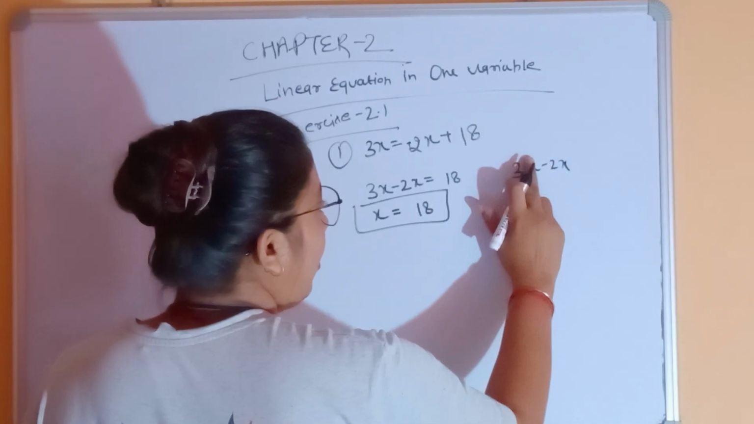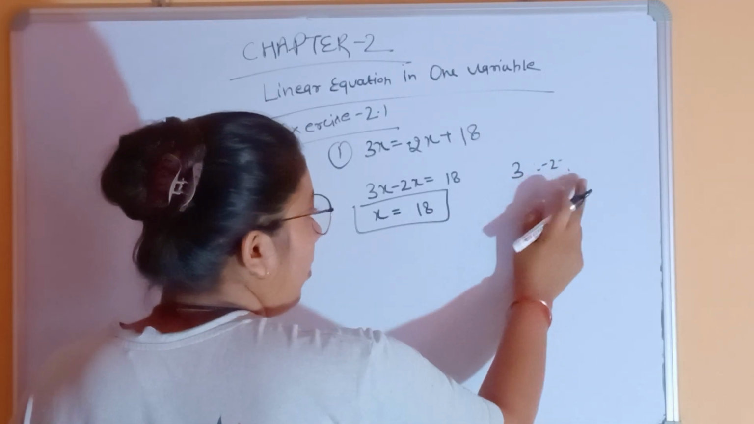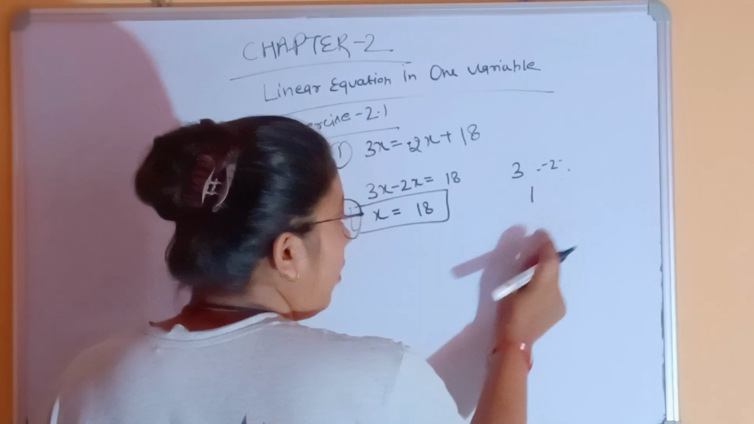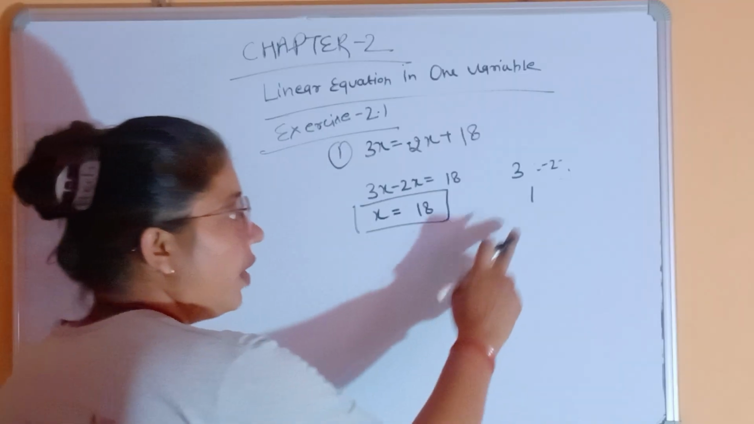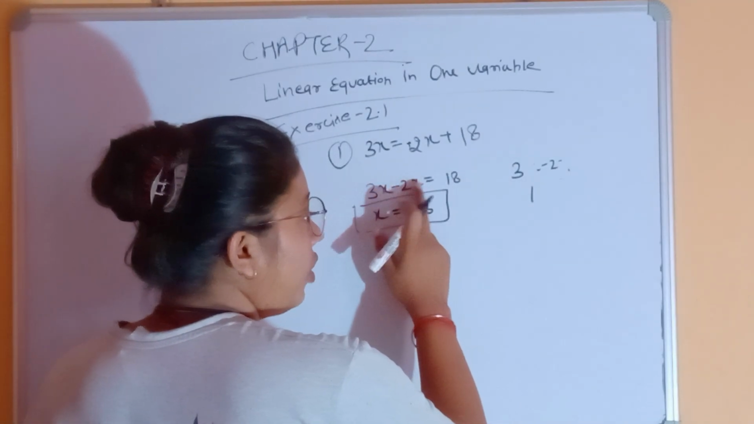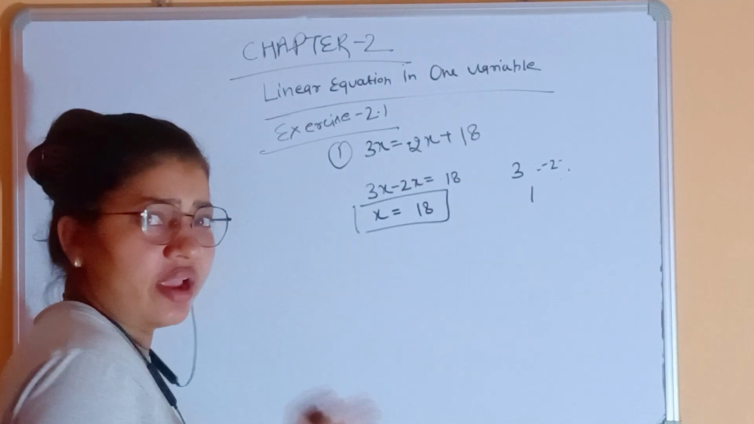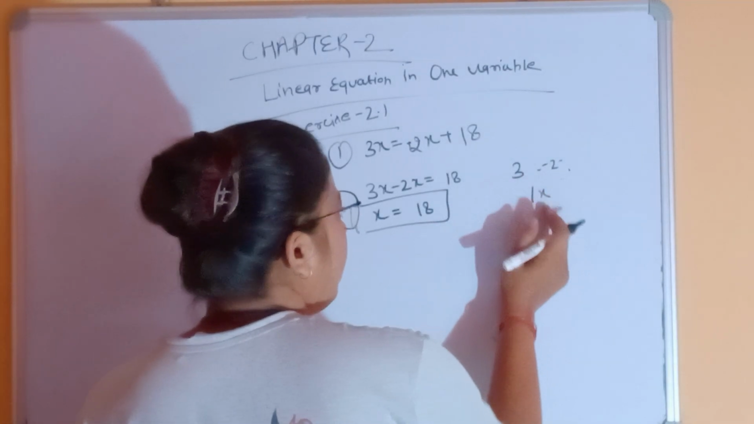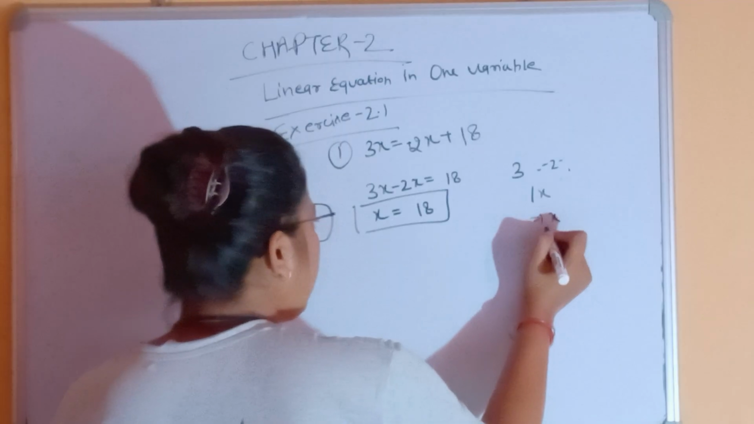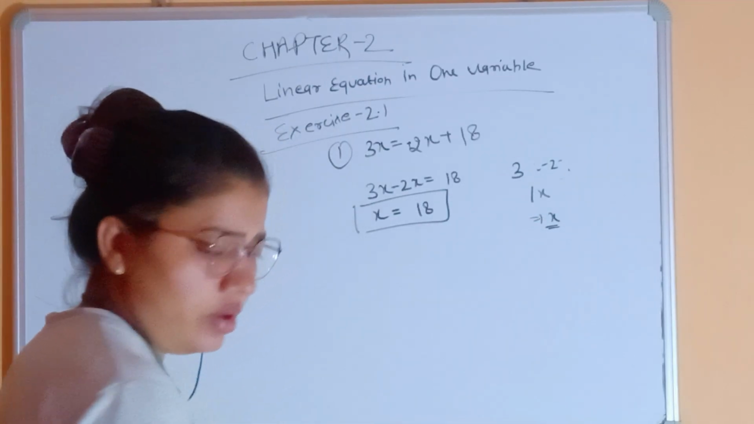If you don't understand how 3x minus 2x works, then I solve it again. If you forget about x, then what value comes here? 3 minus 2 is equal to 1. Okay, 1 is not written in front of any variable. So 1x, and we are not changing x, so 1x is equal to x.